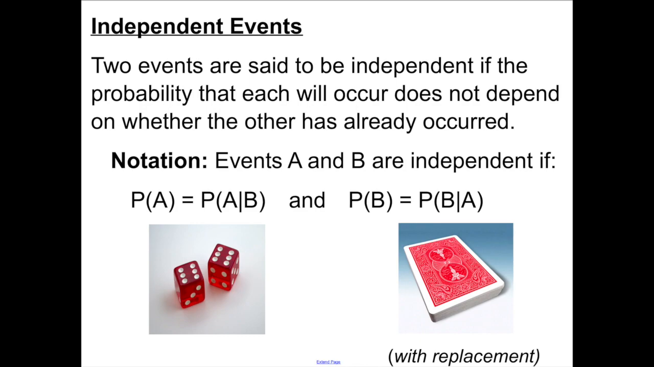For example, if we take two dice and we roll them, and I want to know the probability that I'm going to roll a 6. Well, if I roll a 6 on the first die, it doesn't impact the probability that I'm going to roll a 6 on the second one. So those probabilities are independent. The probability of rolling a 6 on one is independent from the probability of rolling a 6 on the other.